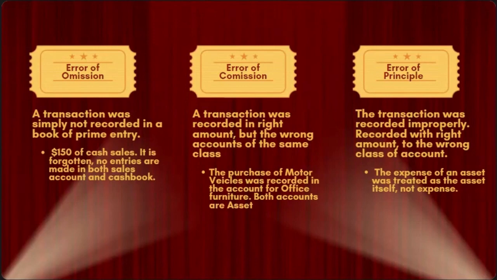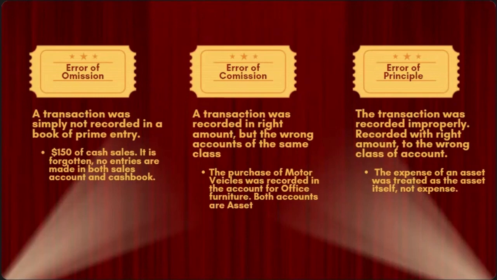Second is error of commission. It happens when a transaction is recorded in the right amount, but in the wrong account of the same class. For example, a purchase of a motor vehicle was recorded in the account for office furniture. Both motor vehicles and office furniture are assets, but it is entered in the wrong account.